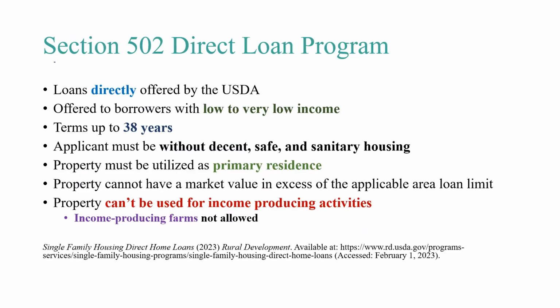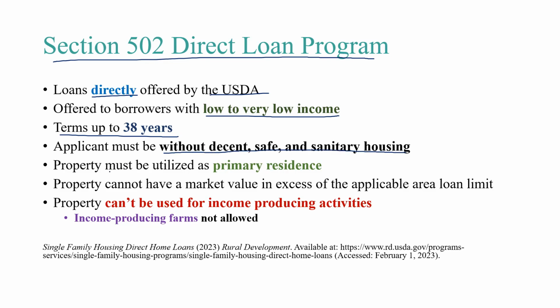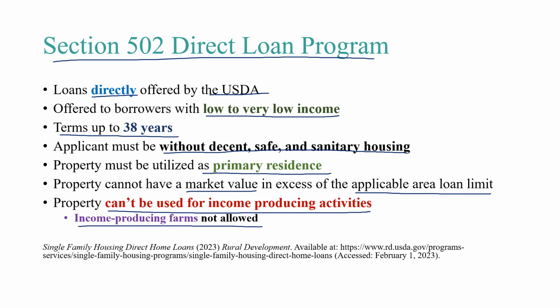Let's talk about the Section 502 Direct Loan Program under the USDA. Now, these, as we said, are loans directly offered by the USDA, and they're offered to borrowers with low to very low income. Terms could be up to 38 years long, and to qualify for this program, the applicant must be without decent, safe, and sanitary housing. The property must be utilized as a primary residence, and the property cannot have a market value in excess of the applicable area loan limit. Also, the property cannot be used for income-producing activities, so income-producing farms are not allowed.